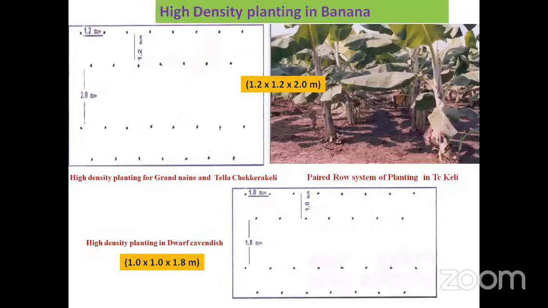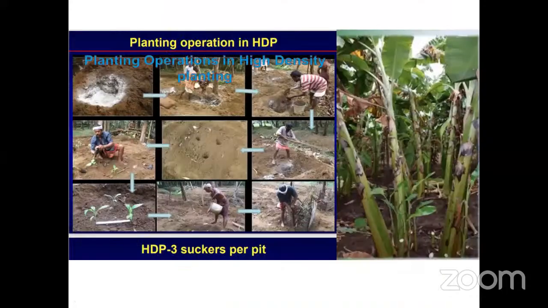This is the high density planting system, that is the paired row system of planting, which was recommended and standardized at HRS Kovvur. The first one is for Dr.K and the second is for Dwarf Cavendish. Here, this is another method, that is 3 suckers per pit.